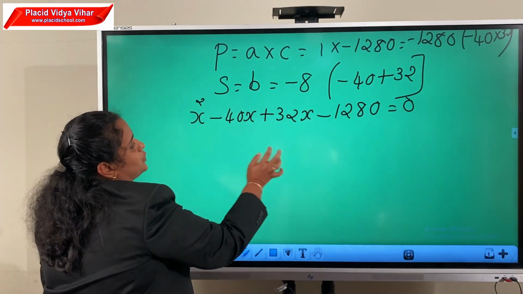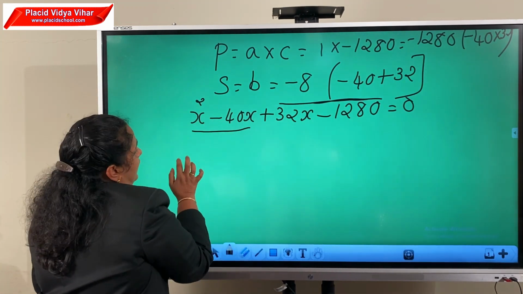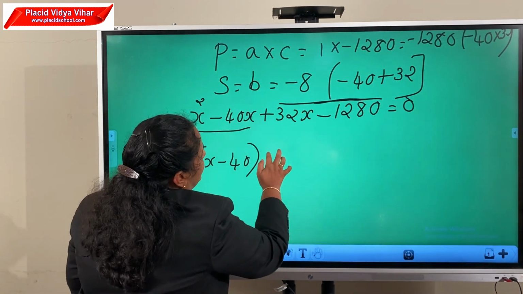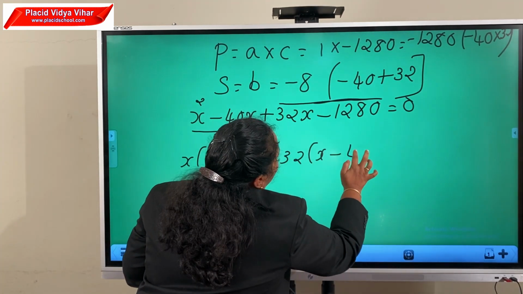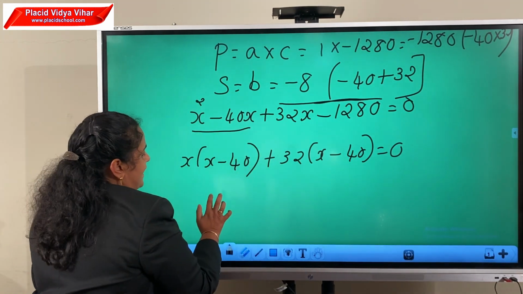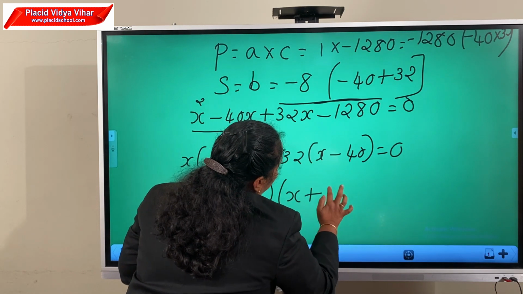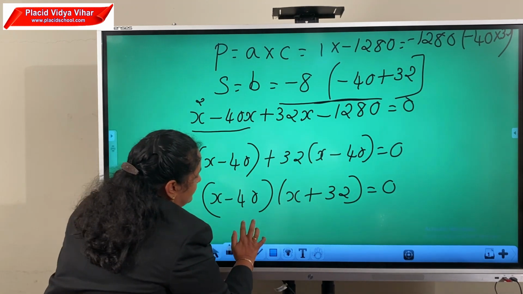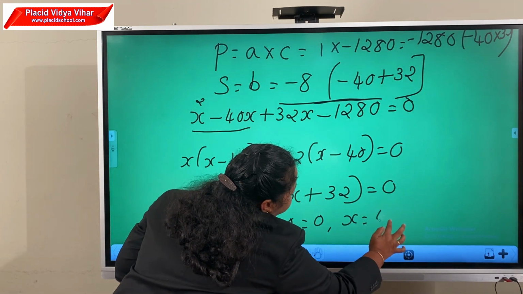Then we group the first two and last two terms. In the first two terms we can take x common: x into x minus 40. In the last two terms we can take 32 common: 32 into x minus 40 is equal to 0. Then again in these two terms, what is the common factor? We can take x minus 40 out: x minus 40 into x plus 32 is equal to 0. Then each factor is equal to 0, find the value of x. That is x minus 40 is equal to 0, the value of x is equal to 40.